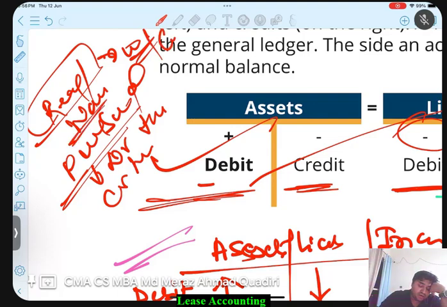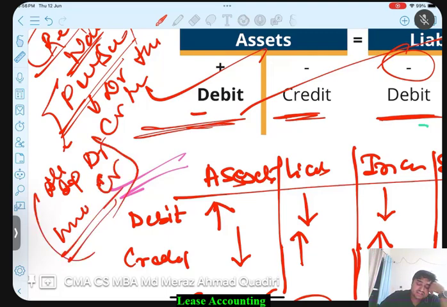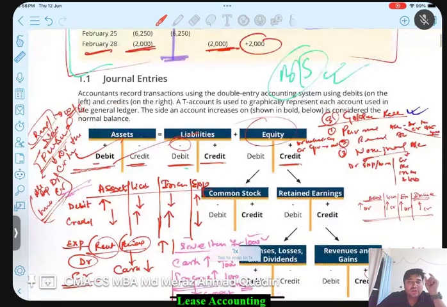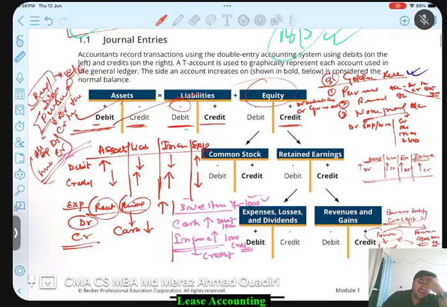And in the nominal account, all expenses and losses are debited, and income and gains are credited. This is the traditional approach, also called the golden rule of accountancy. But we will understand the easiest way to identify whether it is an asset, liability, equity, expense, or gain.